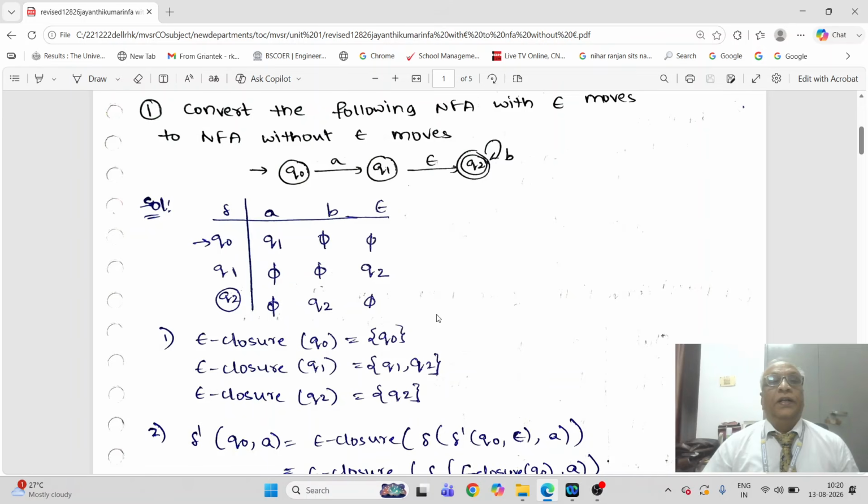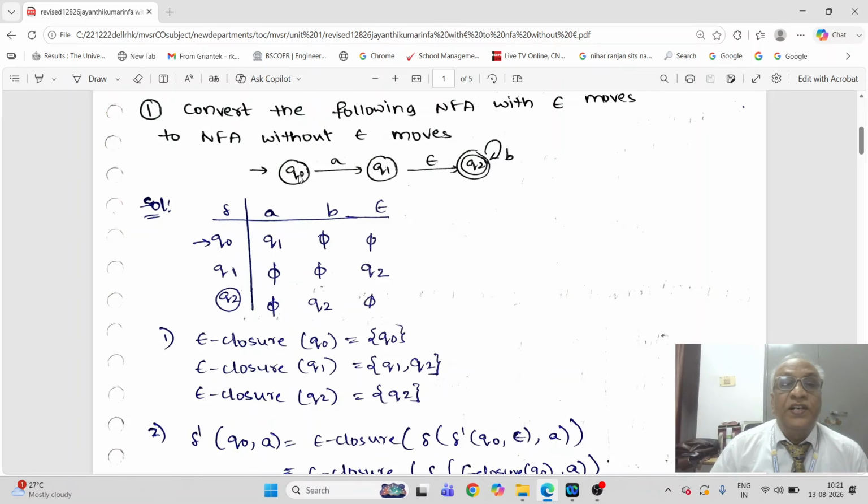Good morning. In this session, we will be learning conversion of NFA with epsilon moves to NFA without epsilon moves. First, we'll understand the example, then we'll try to connect that with the concept of conversion. Okay, so this is our NFA.